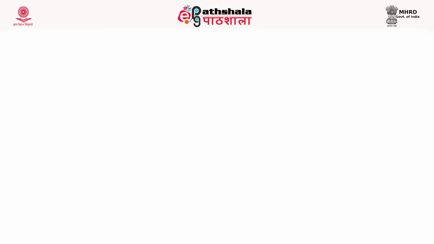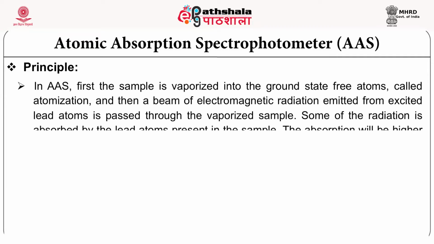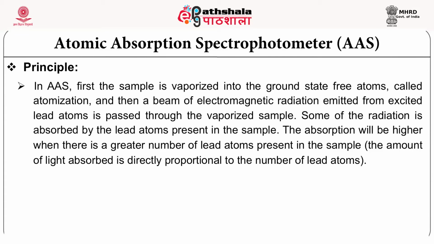Let us talk about the principle on which AAS works. In AAS, first the sample is vaporized into ground state free atoms, called atomization, and then a beam of electromagnetic radiation emitted from excited lead atoms is passed through the vaporized sample. Some of the radiation is absorbed by the lead atoms present in the sample. The absorption will be higher when there is a greater number of lead atoms present in the sample. The amount of light absorbed is directly proportional to the number of total lead atoms.